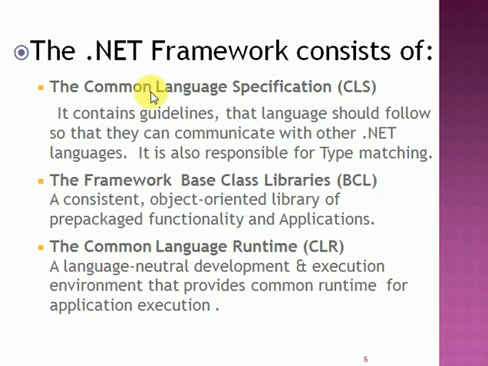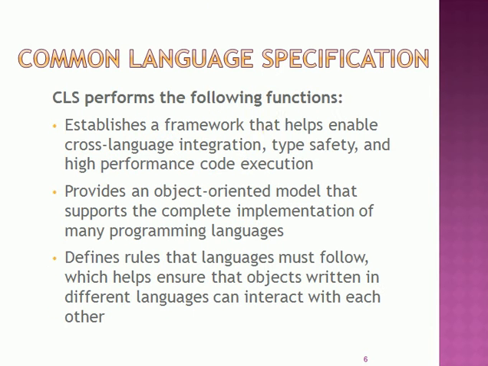The .NET framework consists of the common language specification, like I said, CLS. It contains guidelines that languages should follow so that they can communicate with each other in .NET languages. It is also responsible for type matching. The framework base class library, BCL, is a consistent object-oriented library of pre-packaged functionality and applications, just like header files in C. The common language runtime, CLR, is a language neutral development and execution environment that provides common runtime for application execution.